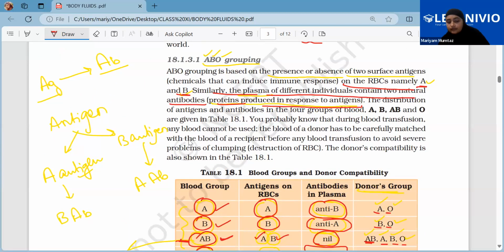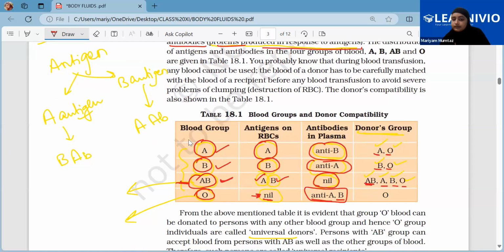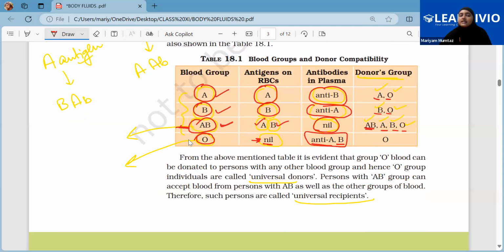But you said AB can receive from all of them, right? So let's say AB receives from B, then B has antibody A in it. So won't that change the constitution of blood in AB? No. See, A and B are different, and AB is a combination of them both because of codominance. This is not A separately, B separately. It is AB together.